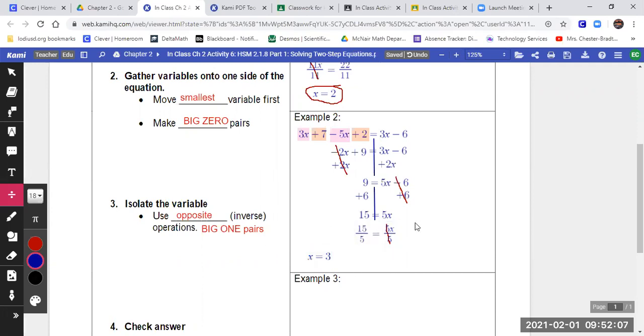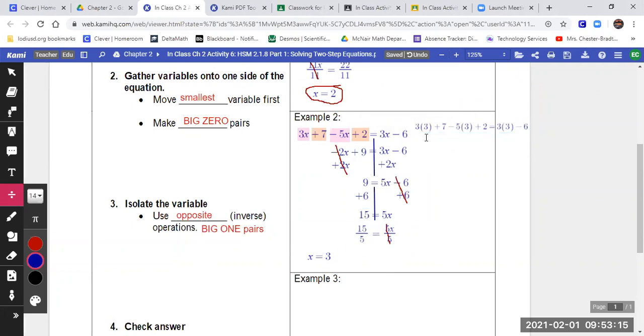3. Okay, so now we've got to check to see if we've done all our math correctly by taking this 3 back to the original, putting it in where the x is, and seeing if it works out. My original problem said 3 times my x value, which is 3, plus 7 minus 5 times my 3, plus 2, and I'm going to make the writing smaller so that our box fits. Plus 2 equals 3x minus, 3 times 3 minus 6. All I did was take the original problem, take my answer and put it in for everywhere I saw an x. Everywhere I saw an x, I stuck the number 3 in its spot.